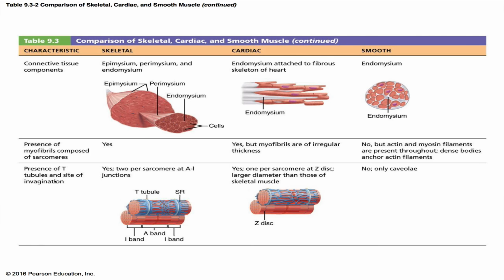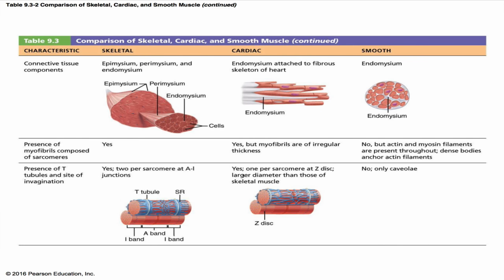Now we're going to be looking at the presence of T-tubules and the site of invagination. We just discussed that there are no T-tubules present in smooth muscle, and what do we have? Only these caveolae. We know that we have T-tubules present in skeletal muscle. There are 2 per sarcomere at the A-I junction.